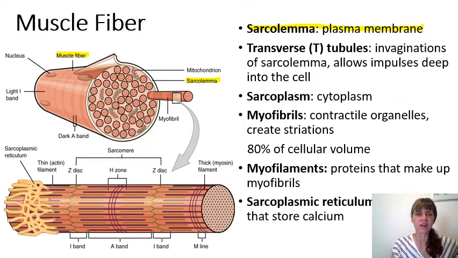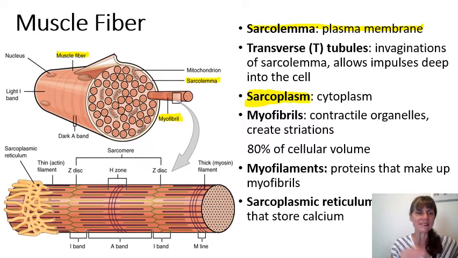Inside other cells, we have a plasma membrane, and the inner contents between the plasma membrane and the nucleus are referred to as the cytoplasm. With muscle fibers, we call it the sarcoplasm. By the way, the term sarco means flesh. So the sarcoplasm is the inner contents of a skeletal muscle fiber. You'll notice that the skeletal muscle fiber or myofiber contains cylinders referred to as myofibrils.